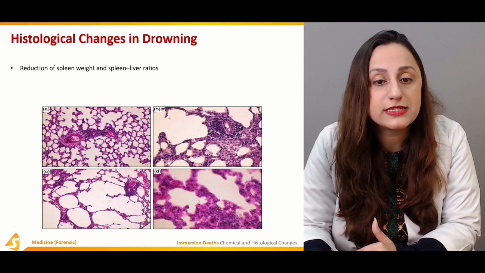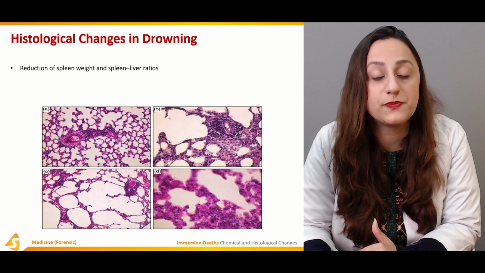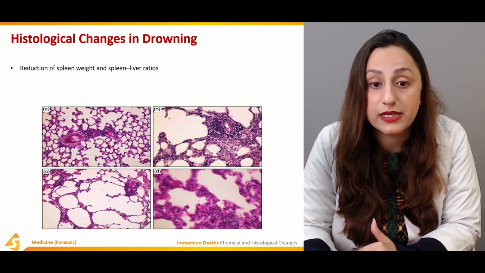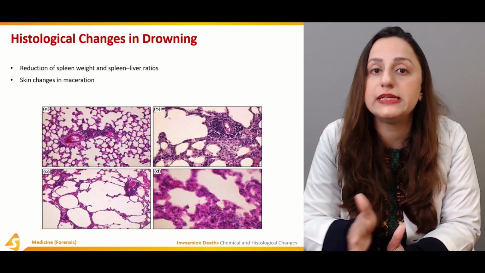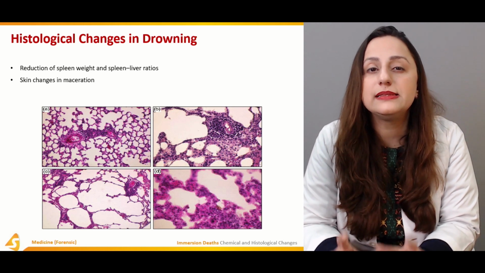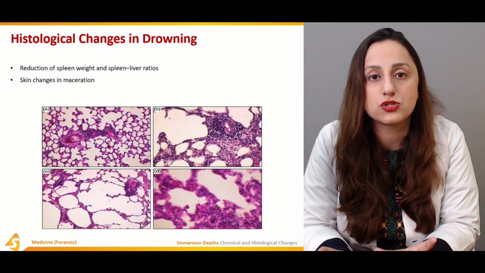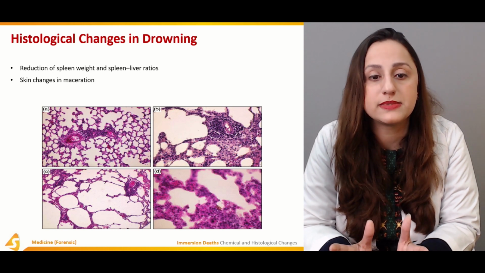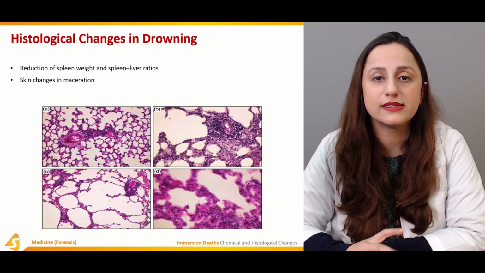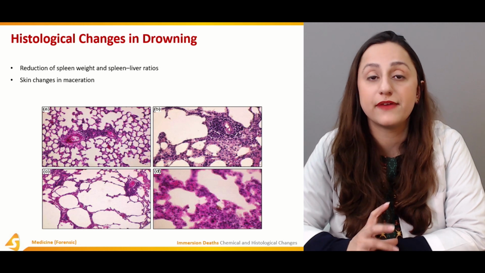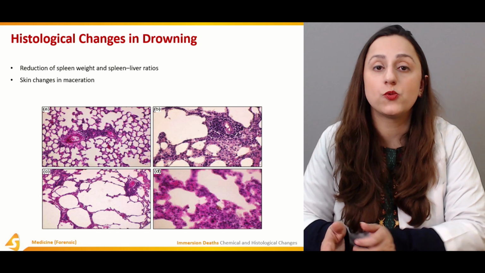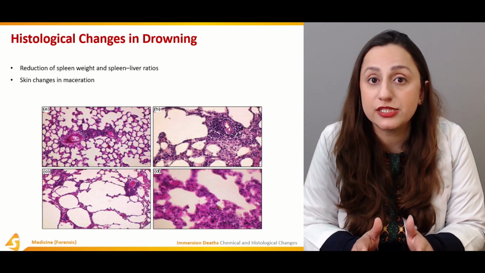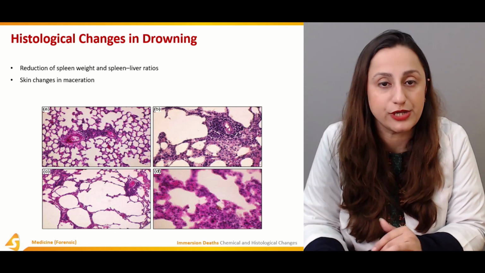Now, the reduction of the spleen weight and spleen-liver ratios are again very important. And the skin changes in maceration. Maceration, as I've already defined, is the thick, white, leathery appearance of the feet, palms and soles. So this maceration process is again very important, and it signifies whether the death was due to antemortem drowning or postmortem drowning.